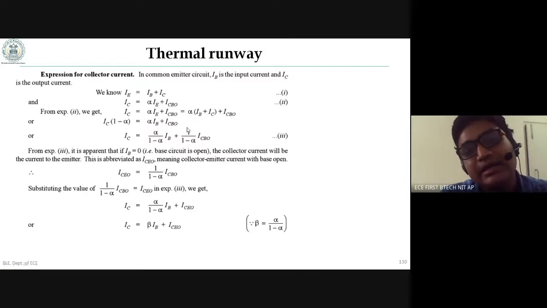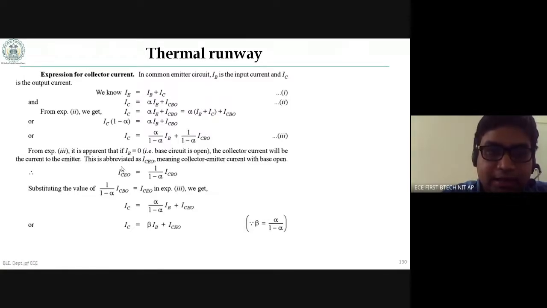Now this 1 divided by (1 minus alpha) times ICBO, we denote as ICEO. This is the leakage current at the collector emitter side. If you substitute this value here, alpha divided by (1 minus alpha) is beta, which we have already discussed in the previous class, and 1 divided by (1 minus alpha), in terms of beta, will be beta plus 1. This 1 divided by (1 minus alpha) times ICBO is called ICEO. So finally, we got it: IC is equal to beta IB plus ICEO.